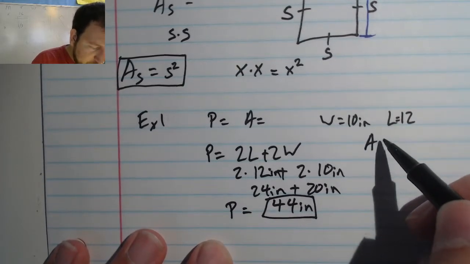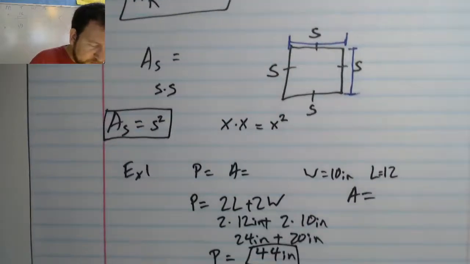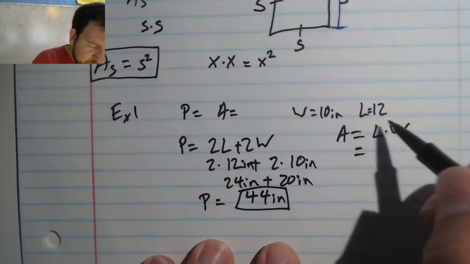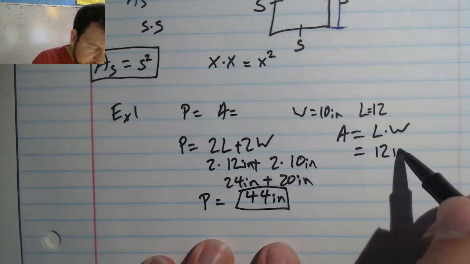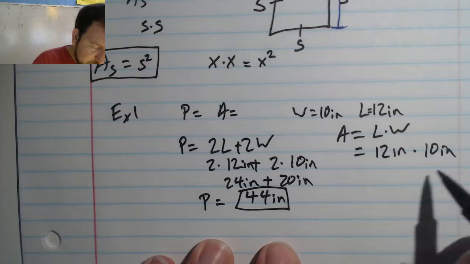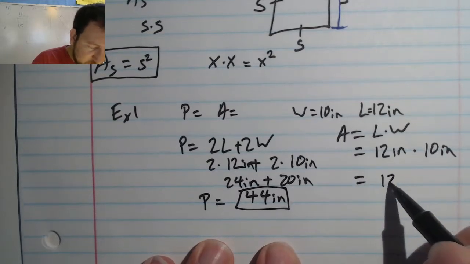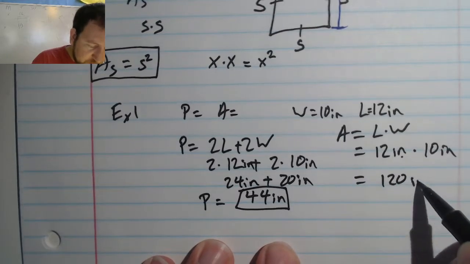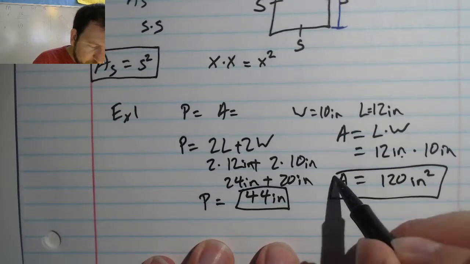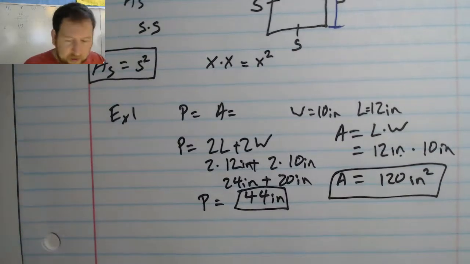My area of a rectangle is equal to L times W. L times W equals my 12 inches, I forgot to put my inches, times 10 inches. 12 times 10 is 120. Inches times inches is inches squared. There we go. Let's take a look at another example. Let's do one with a square this time.